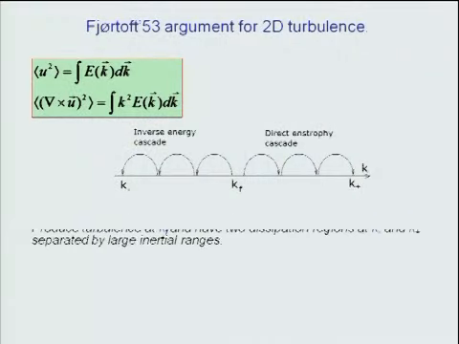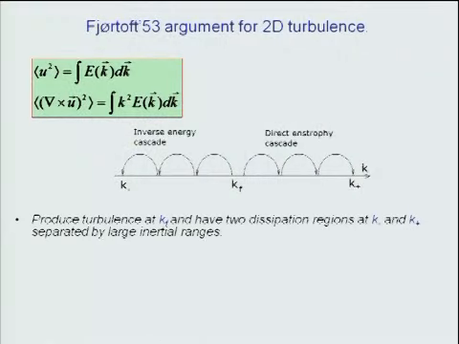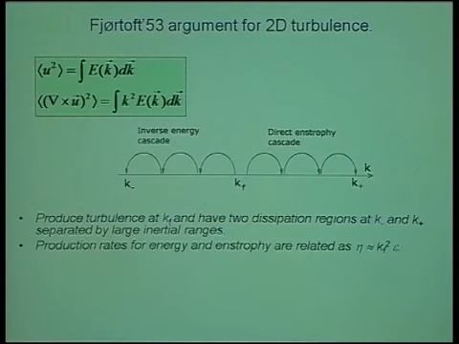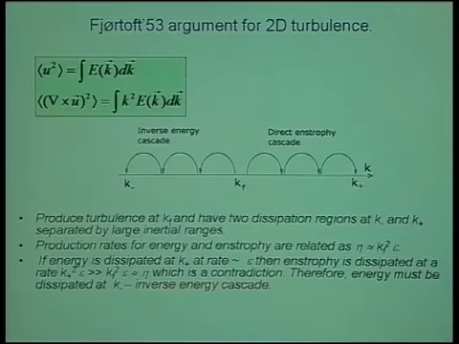And both of them, according to the ingenious argument suggested by Fjortoft in 1953, must cascade in opposite directions. The argument, which I'm not going to go through, is elementary for all of you here in this room. So we know this is the inverse cascade of energy.